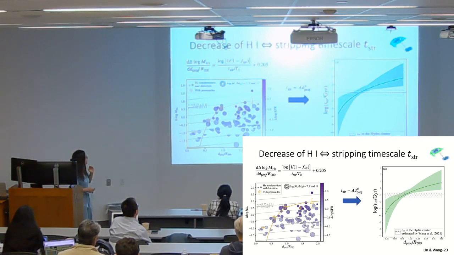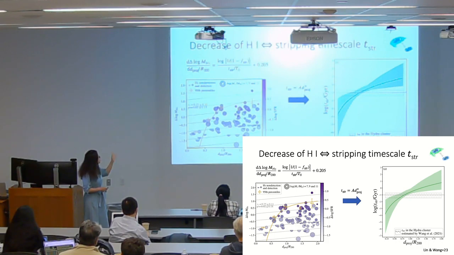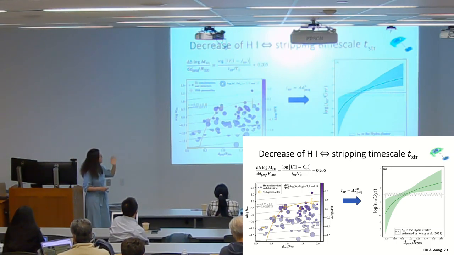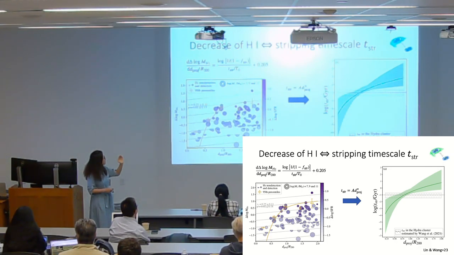And we quantify this T stripping with a very simple mathematical format. So combining the two, we can use MCMC to fit the upper envelope of this galaxy distribution in the gas richness versus cluster-centric radius diagram. And the result of T stripping, the time scale, is on the right. The green curve and the shaded area.